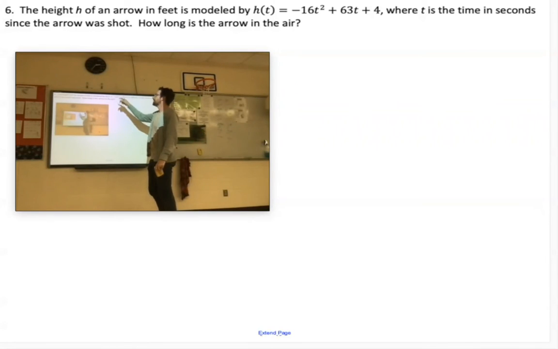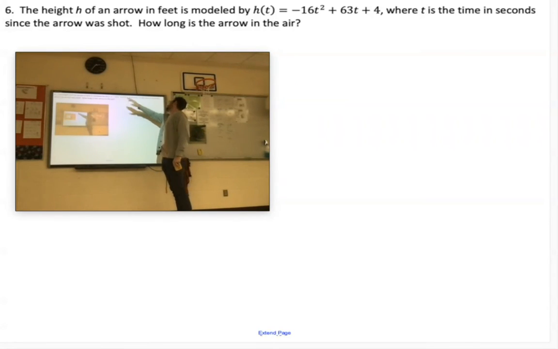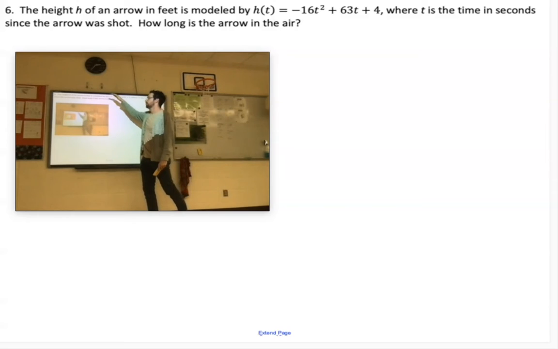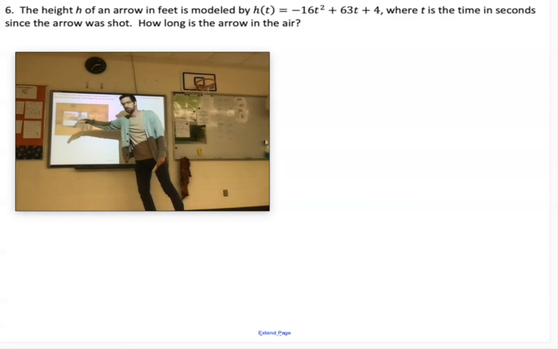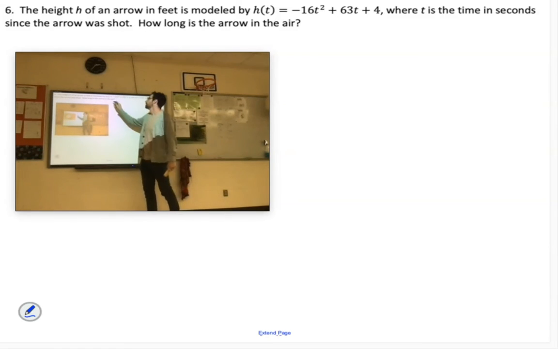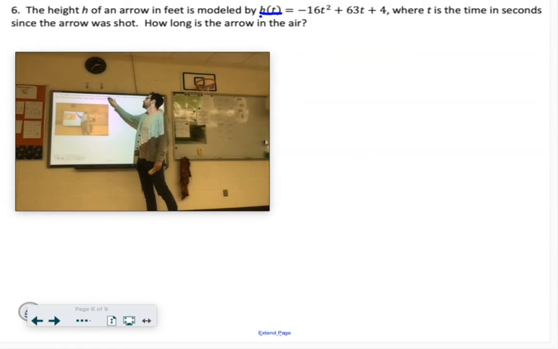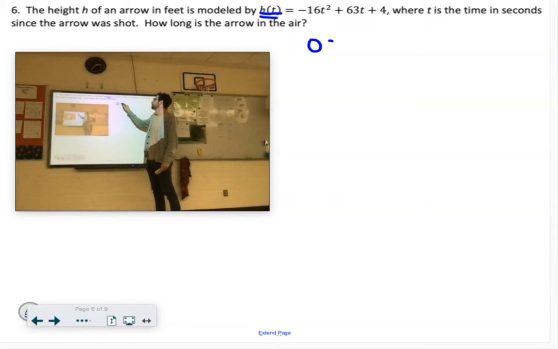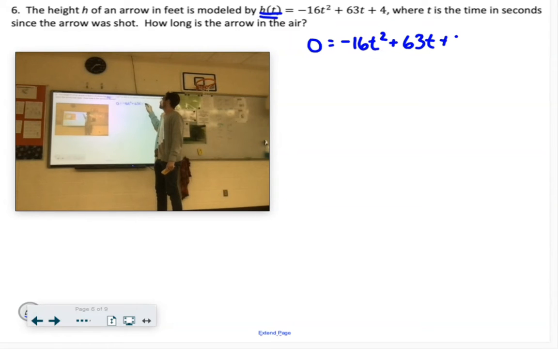The height h of an arrow in feet is modeled by this equation, where t is the time in seconds since the arrow was shot. How long is the arrow in the air? So it's in the air, it's shooting up, and then it comes back down, and we're wondering when is the height going to be 0 again. So we are going to be subbing in for h of t, we're looking for when that height equals 0. So we'll say 0 equals negative 16t squared plus 63t plus 4.